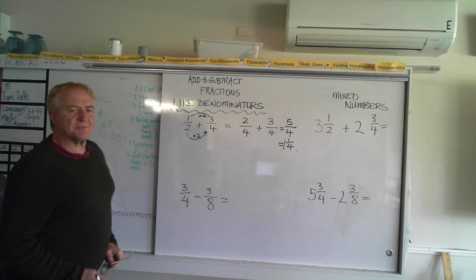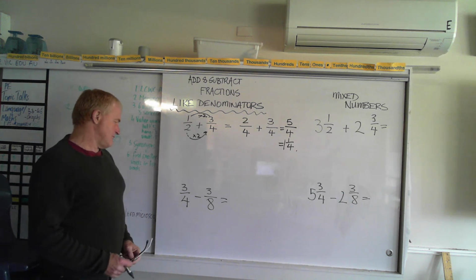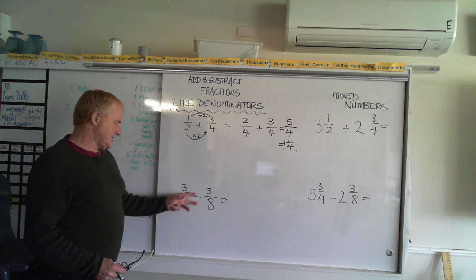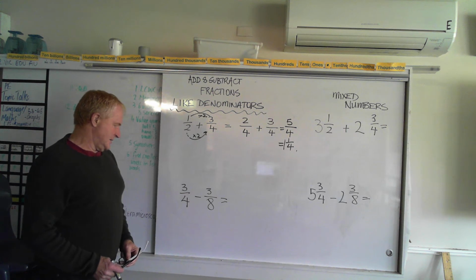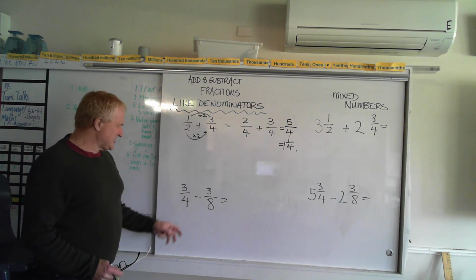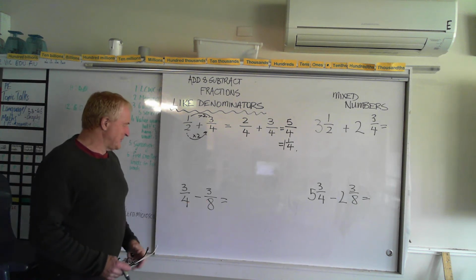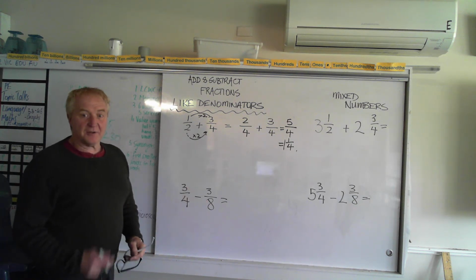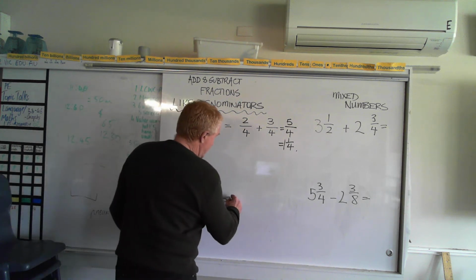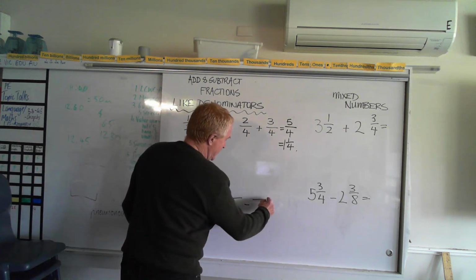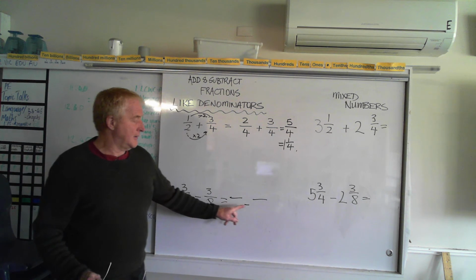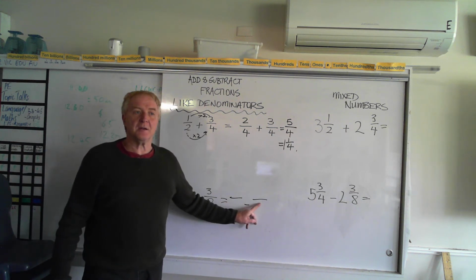What would happen if we had to subtract them? This one down here. 3/4 take away 3/8. Oh, you know, that little cheeky way of going, I'll just take this one, but we won't work here, will it? 8's bigger than 4. Obviously, that's not the way to do it. So what we do is we go. Put our cross piece in.